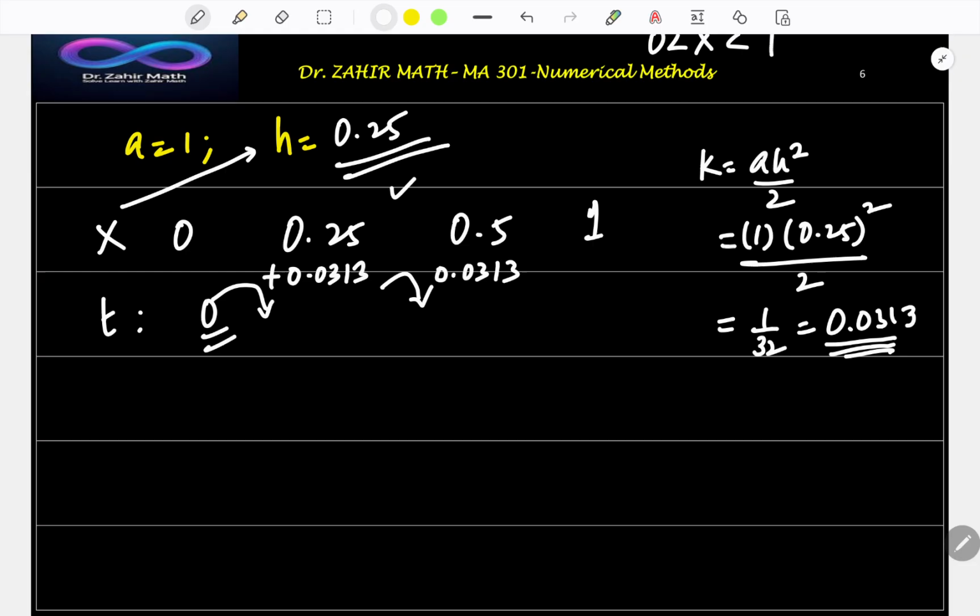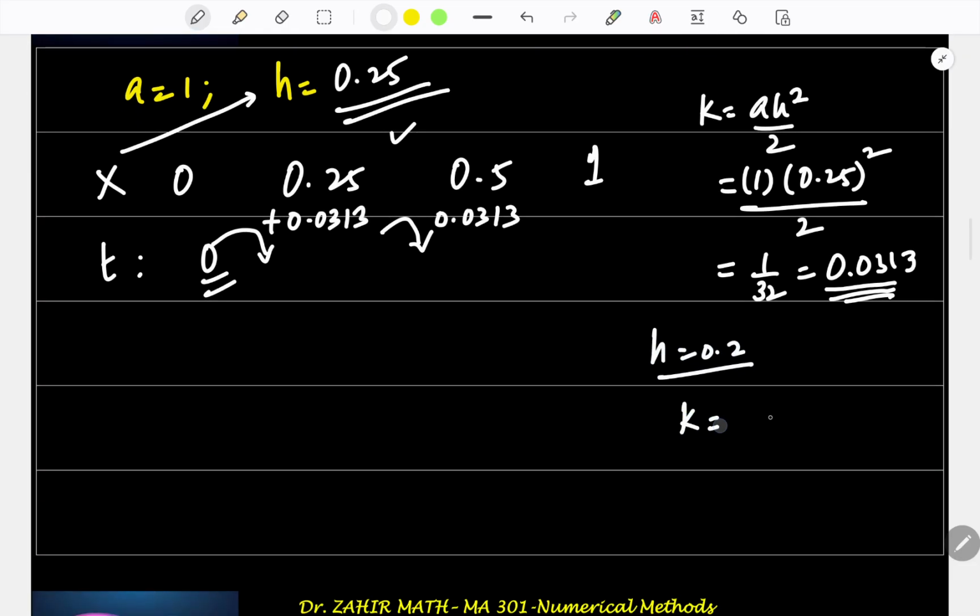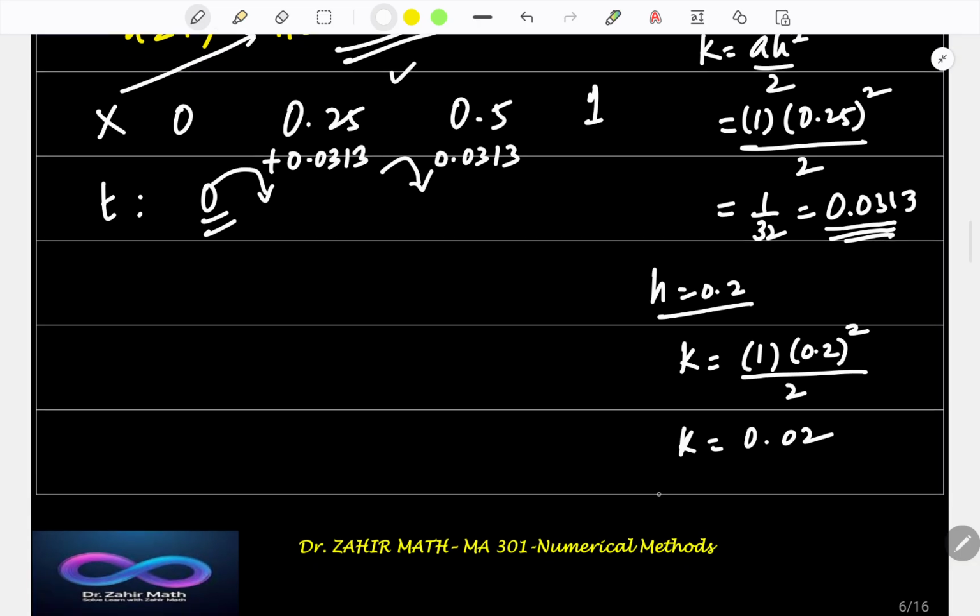Yes. Suppose you choose h is 0.2 for example. So k value will be what? k is equal to 0.2 the whole square divided by 2, which is equal to 0.02. You'll be getting 0.02. So jumping is so easy. It will be 0, 0.02, 0.04, 0.06 like this.